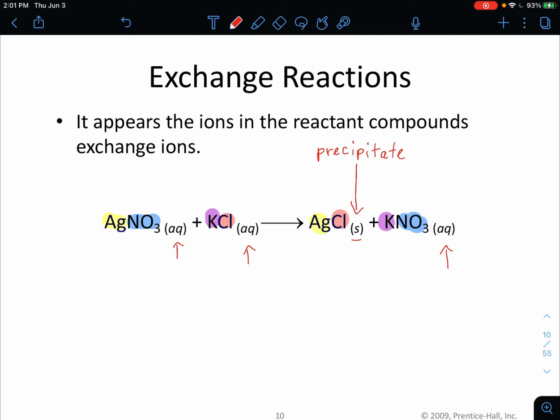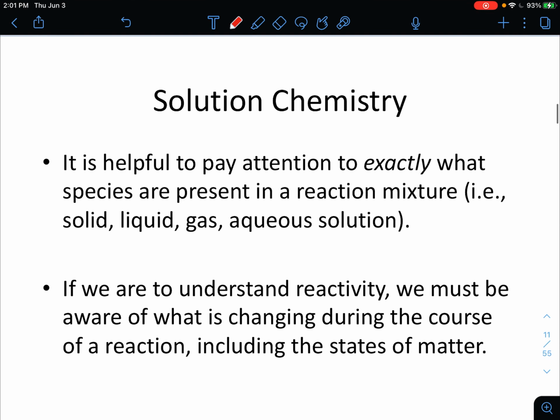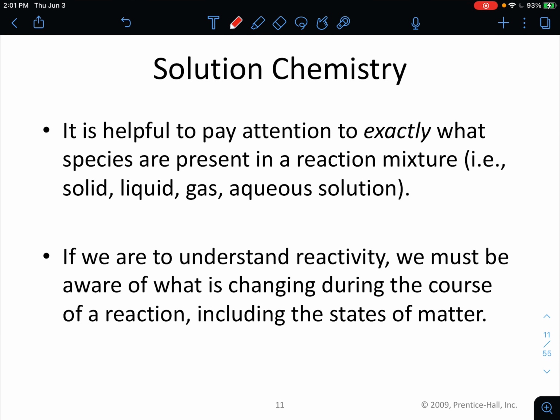So it's important to pay attention to these subscripts in our chemical equations just so we can try to understand what's going on, whether it's a solid being formed or a gas being formed or whatever it may be. It's important to pay attention to what this part says. Okay, so same that I just said, helpful to pay attention to exactly what species are present in a reaction mixture. And if we're going to understand reactivity, we need to pay attention to this sort of stuff just so we can figure out what's taking place during the course of the reaction.